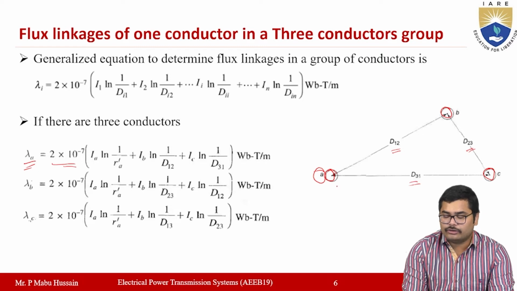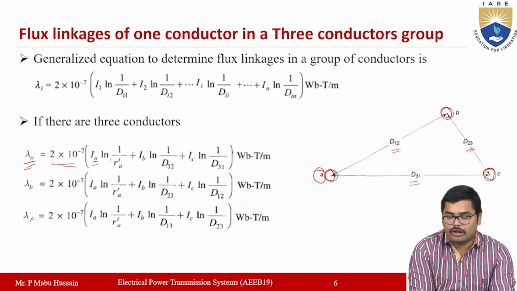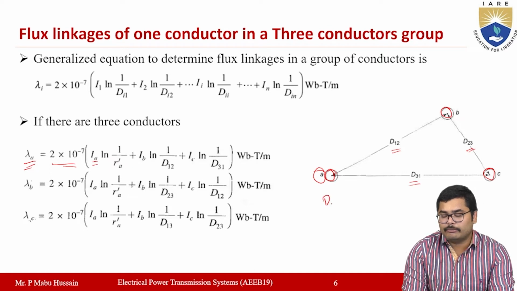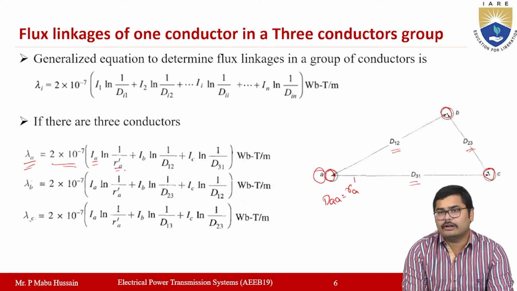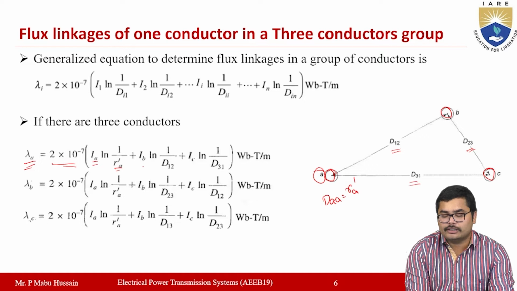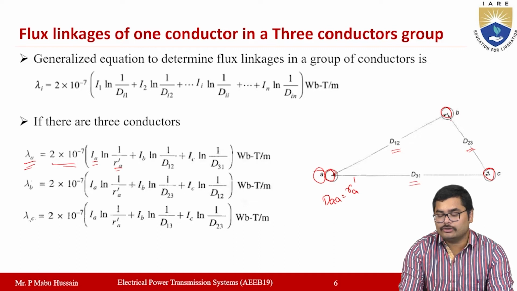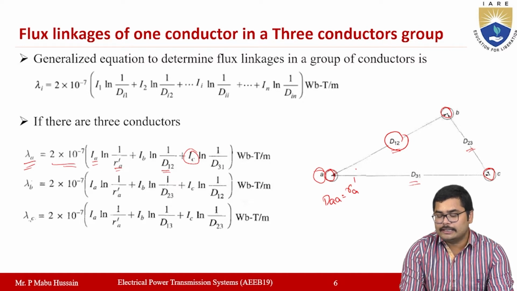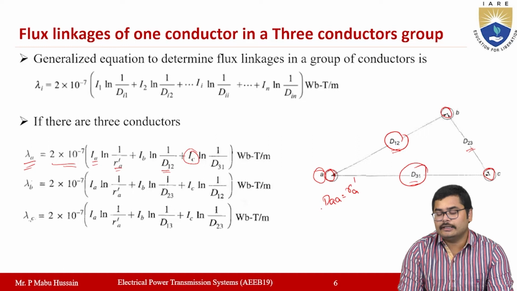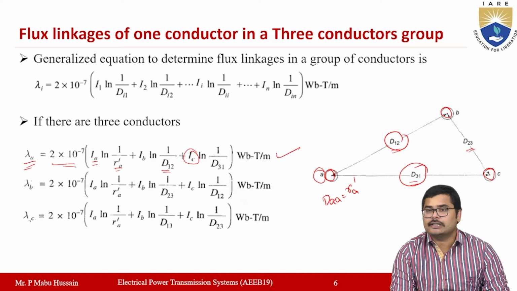7 into the current flowing through the first conductor, which is IA, into ln 1 by DAA. So 1 by DAA you can write, which will be the same as R A dash. Okay, 1 by R A dash, plus the current flowing through the second conductor. If you consider, the flux linkage will be IB into ln 1 by the distance from the first conductor to the second conductor, which is D12, plus if you consider the current flowing in the third conductor, which is IC, then the flux linkage will be IC into ln 1 by the distance from the first conductor to C, which is D31. So this is the flux linkage of conductor A due to current flowing in all the conductors.